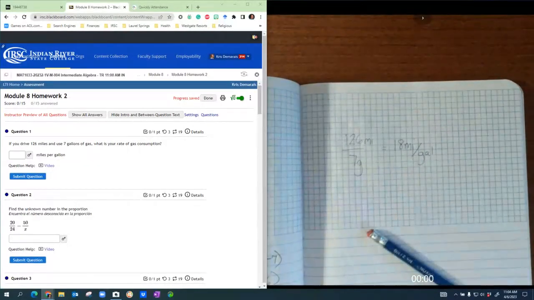And so you can just divide it out, and there's your answer. The miles per gallon is actually already written for you. You don't have to put that. All you have to do is put the 18, and you're done. So that's how this works. Pretty simple, if I say so myself. A little easier than what we were dealing with in Module 8, Homework 2, that's for sure.